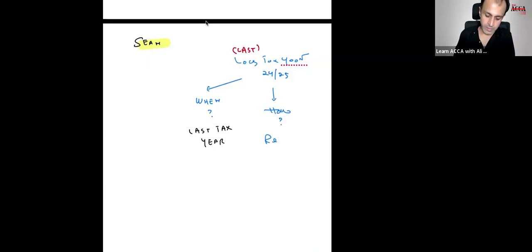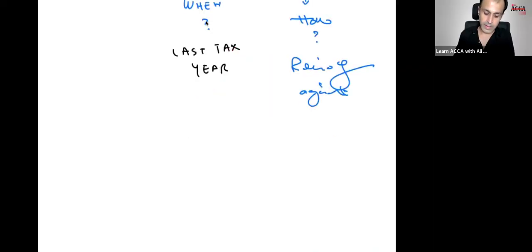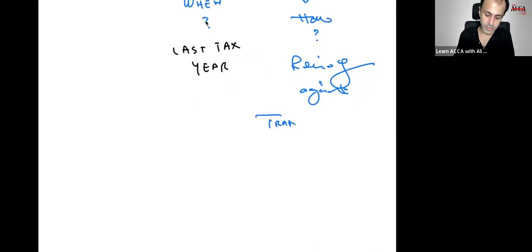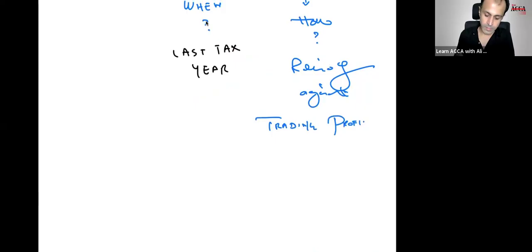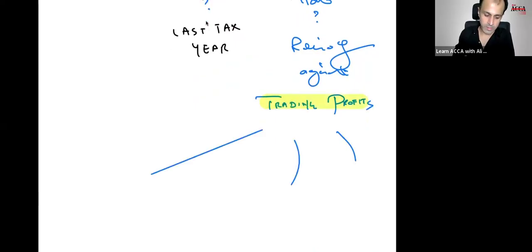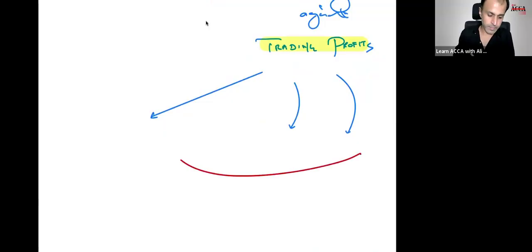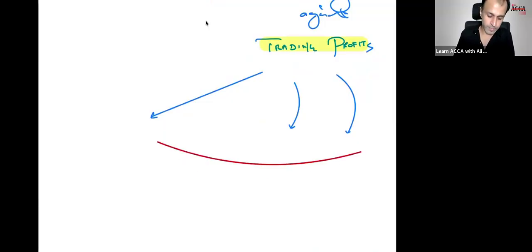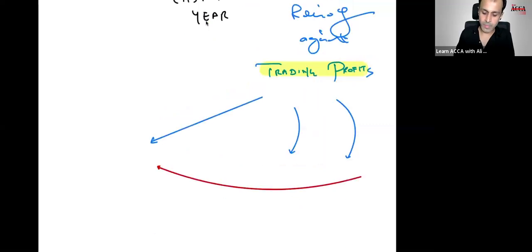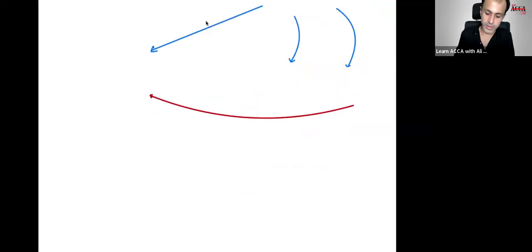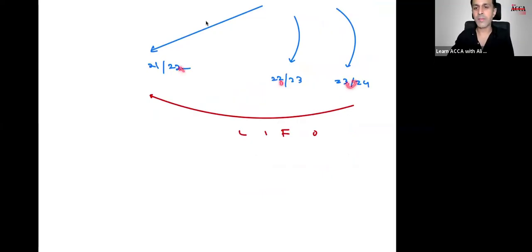We relieve the loss against the trading profits, not against total income, trading profits of 3 tax years. These three tax years are going to be 23, 24, 22, 23 and 21, 22 on a last in first out basis. Against this tax year first, then this, and this one out.